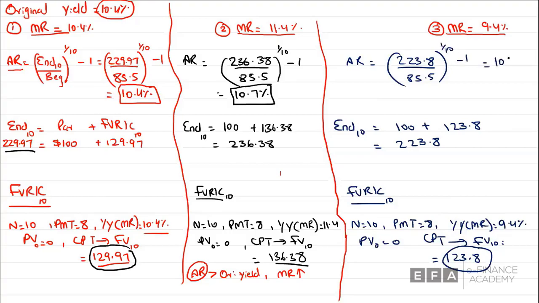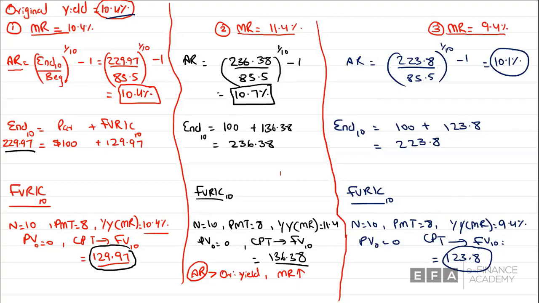And the answer is 10.1%. Again, that's lower than the original yield of 10.4%. So what's the key takeaway from all these three examples? What we basically understand is that the long-term investor returns are predominantly affected by reinvestment gains or losses.